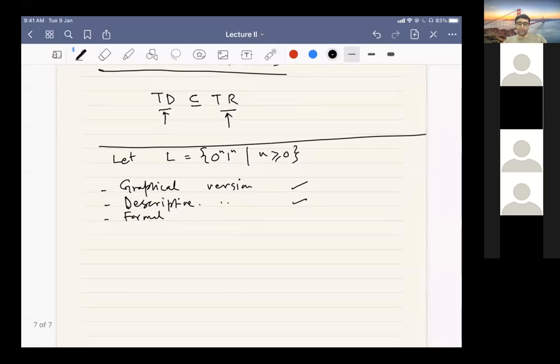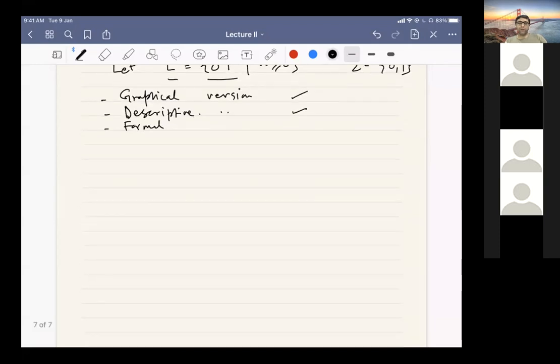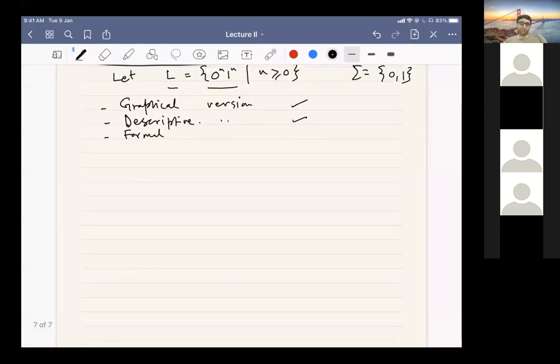But anyway, let us see, we have this language L. This is our favorite language, such that sigma is 0 and 1. So let us construct a graphical Turing machine for this. Okay.